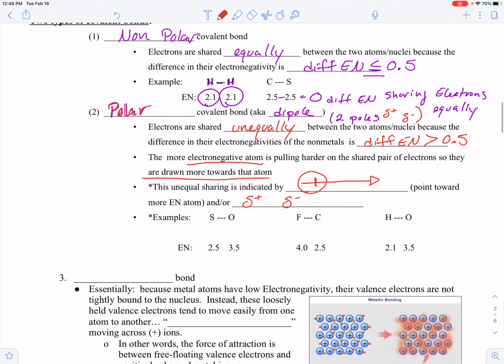We're going to start with sulfur and oxygen. If I look at sulfur's electronegativity on the electronegativity table, it's 2.5, and oxygen is 3.5. So the difference in electronegativity is going to be 1.0, and 1.0 is greater than 0.5. So this is going to form a polar covalent bond.